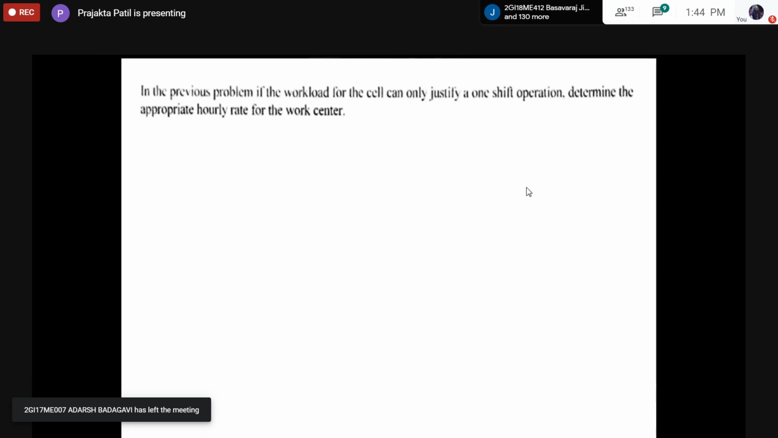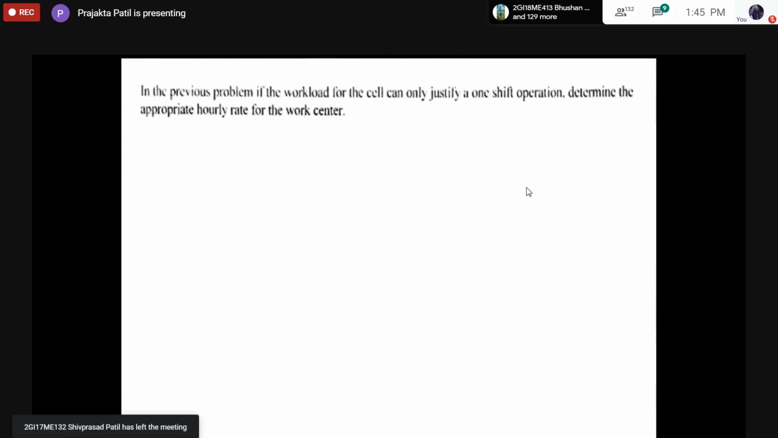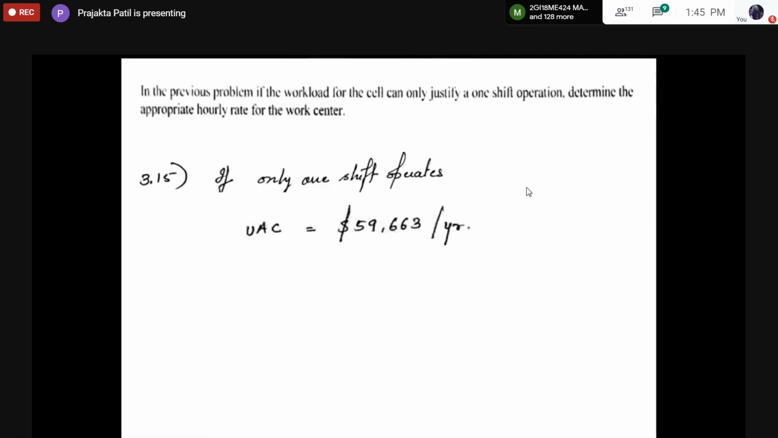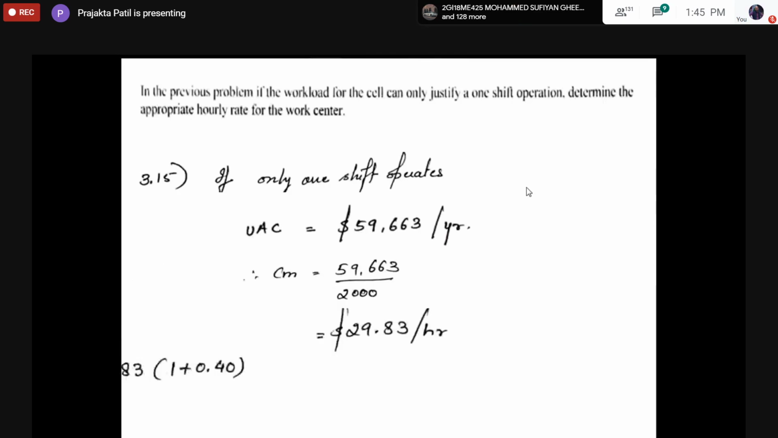Okay, listen. I'm not asking you all to note down anything. Just I'll read this because I'm closing this unit now. I'm going to start with the next unit on Monday. This is just simple. In the previous problem, if the workload for the cell can only justify one shift operation, determine the appropriate hourly rate. In the previous problem you took 2 8-hour shifts; here you only have to take 1 8-hour shift and solve the problem. That's it. You already have the UAC value. Instead of 4,000, it will become 2,000 in the denominator. You substitute and get the answer.